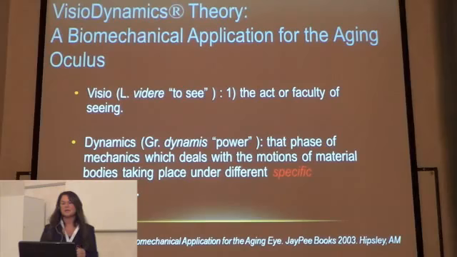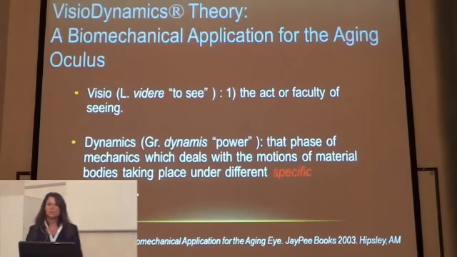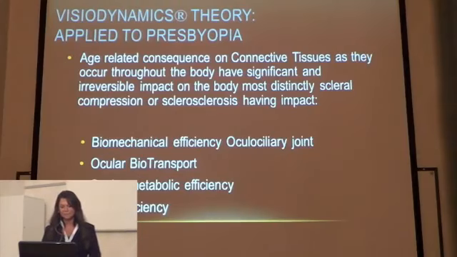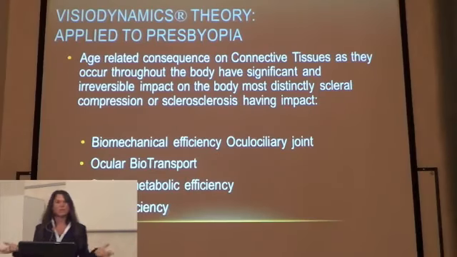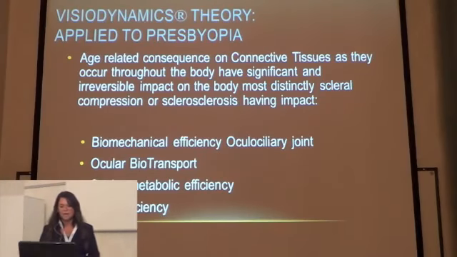We can definitely identify specific physiological things that are happening to us and demonstrate function loss with aging. So instead of looking at, again, vision correction, the goal was to say, gee, how can we understand this and how can we restore that? When we apply this to presbyopia, there are age-related consequences on connective tissue, of which the eye is 95% made of. As they occur throughout the body, they have significant irreversible impact, most distinctly scleral compression, or sclerosis of the sclera, that happens with age.